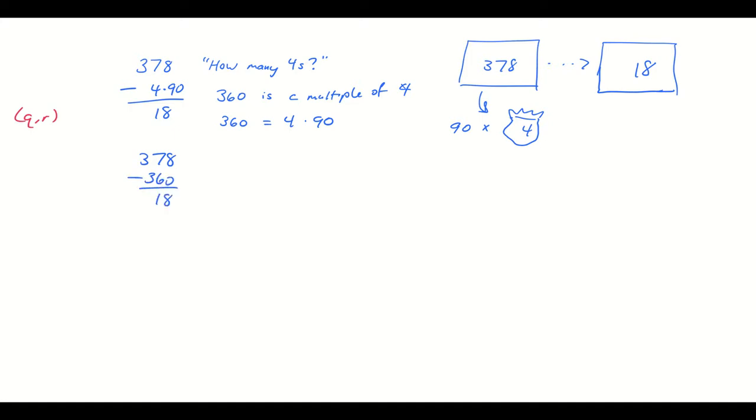All right, so now I've got 18 left, and I think, how many more packages of 4 can I take out? And I know that 16 is a multiple of 4 that's pretty close to 18, and that's 4 times 4, so I'm going to take out 4 more packages of 4, so little bags of 4 items.